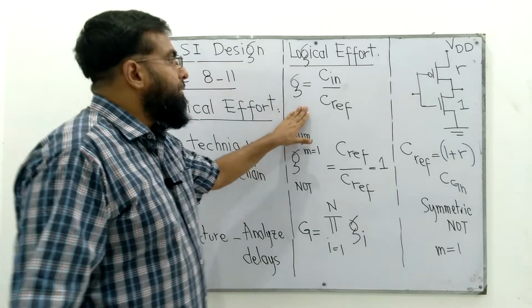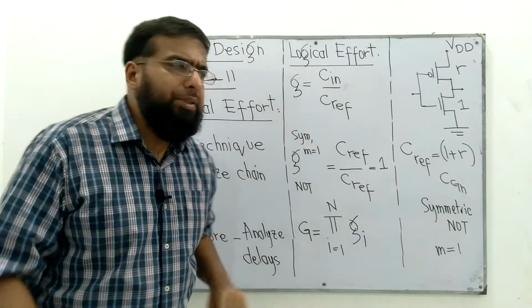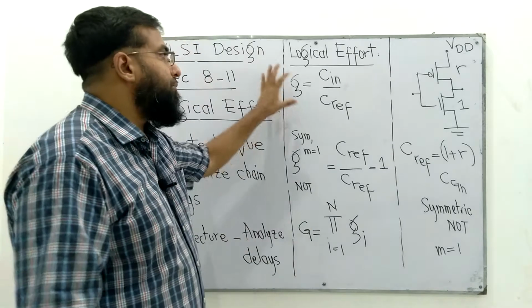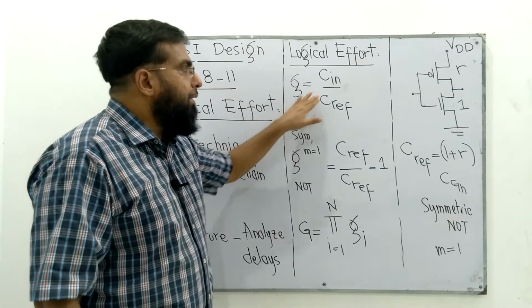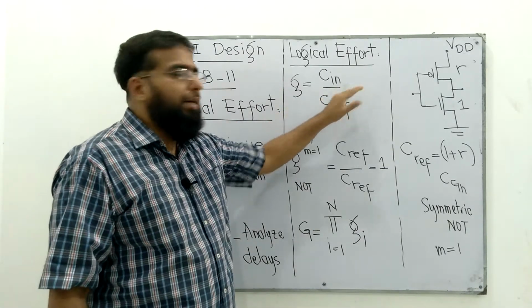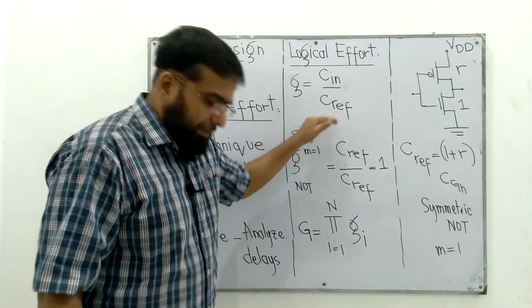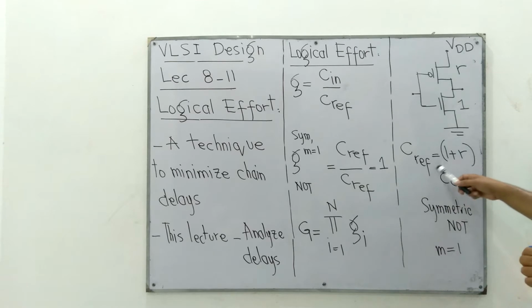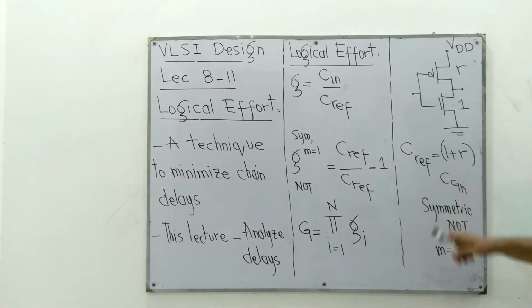Logical effort has certain components. The first component is named the same as logical effort. Logical effort of a gate is the input capacitance of that gate divided by a reference capacitance. Let's see what the reference capacitance is. The reference capacitance is (1 plus R) times CGN. It's the input capacitance of a symmetric node with M equal to 1.